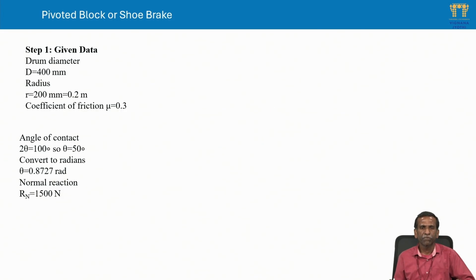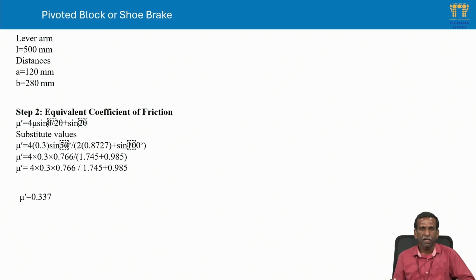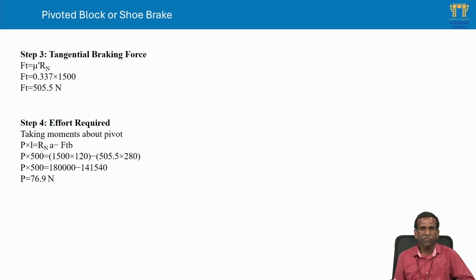You can see this problem is solved, and you are going to get B is 280. Then mu dash, you got 0.337. If you take the moments, P into L plus Ft into B equals Rn into A. So P you will get is 76.9 newtons, and this is the effort required.